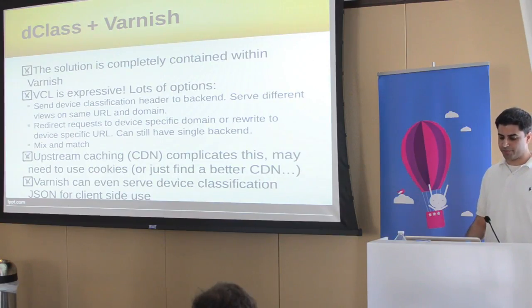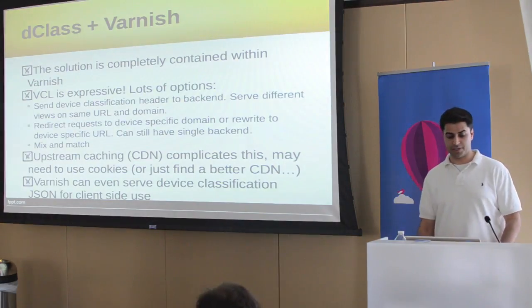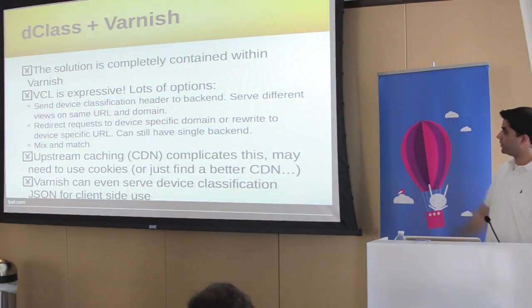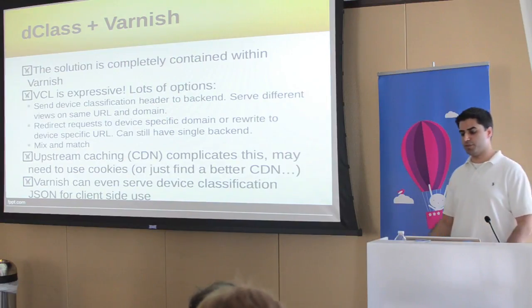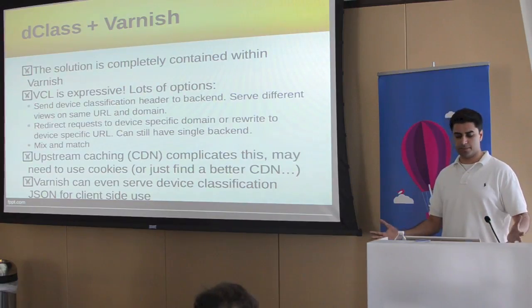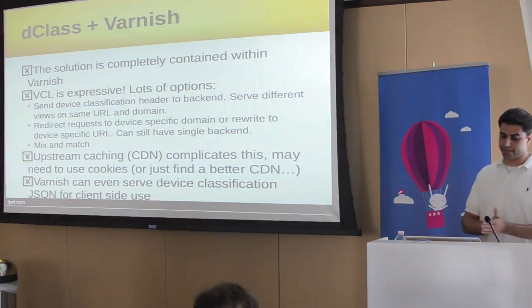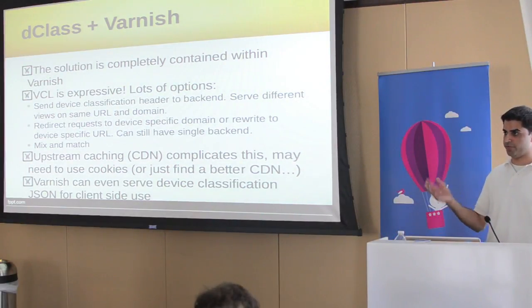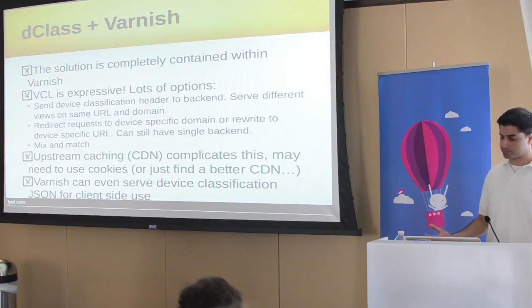So just to give you an example of how we can use device classification in our caching layer. First example is, okay, we have a request, we classify it, we simply send that header back to the backend. Let the backend make a choice. Do we want to serve something custom? That's it. We can make sure that header is then used to vary, so we don't overwrite our cache if we do serve something different.